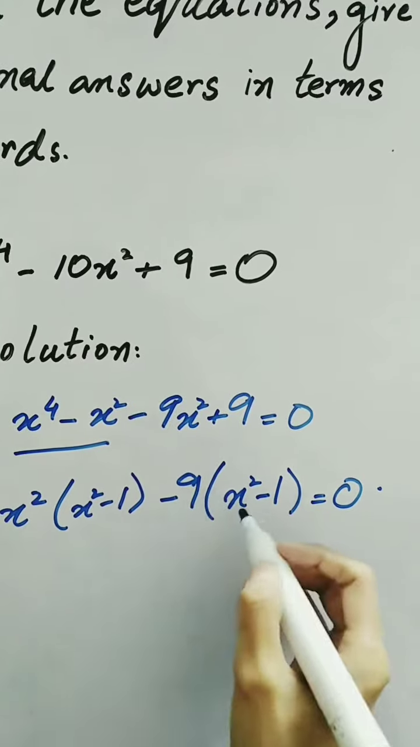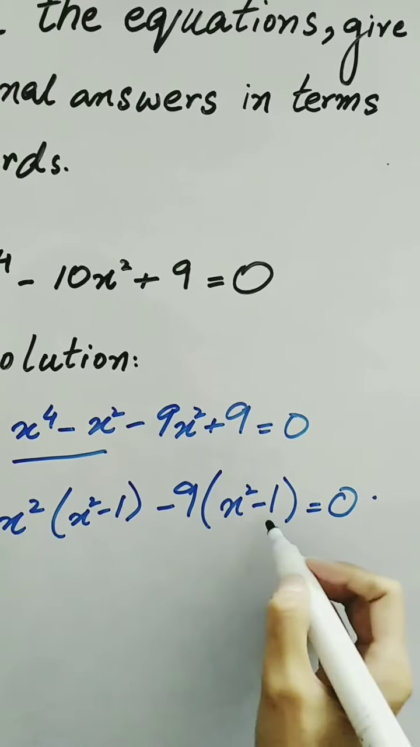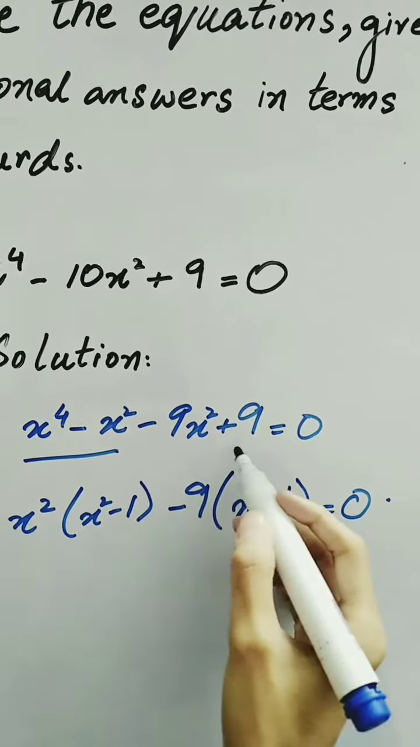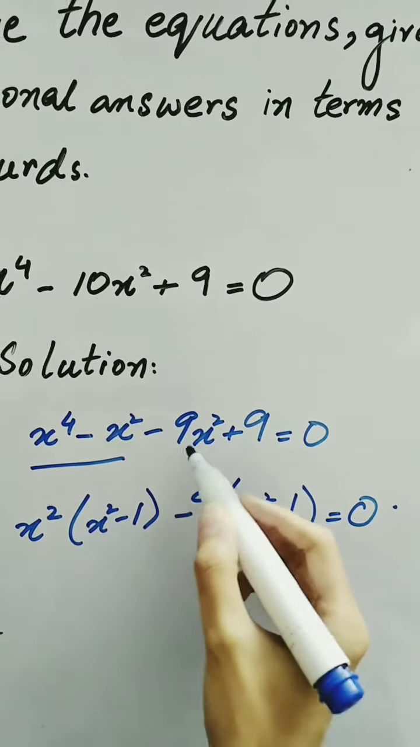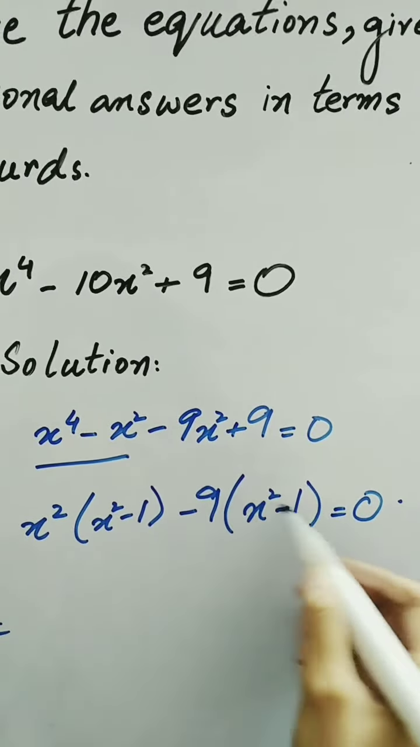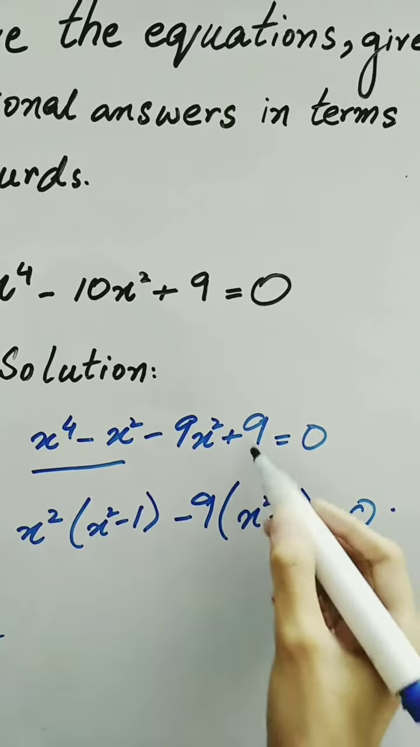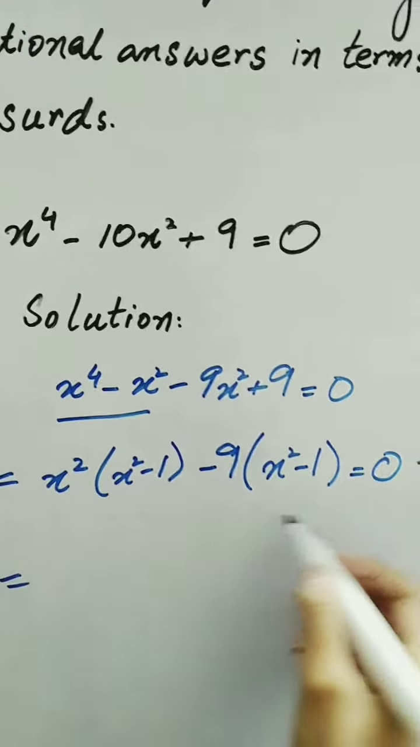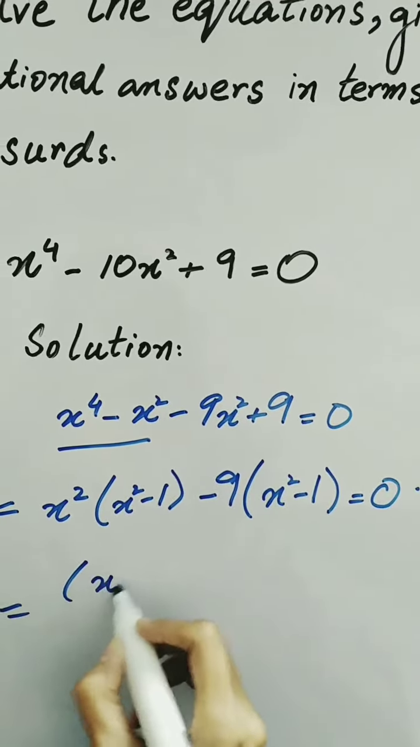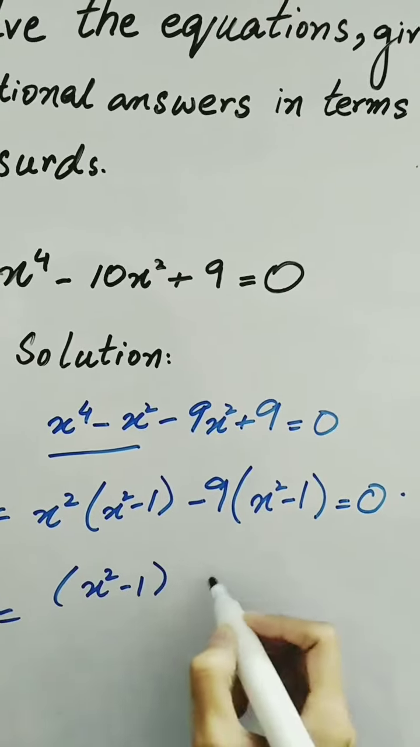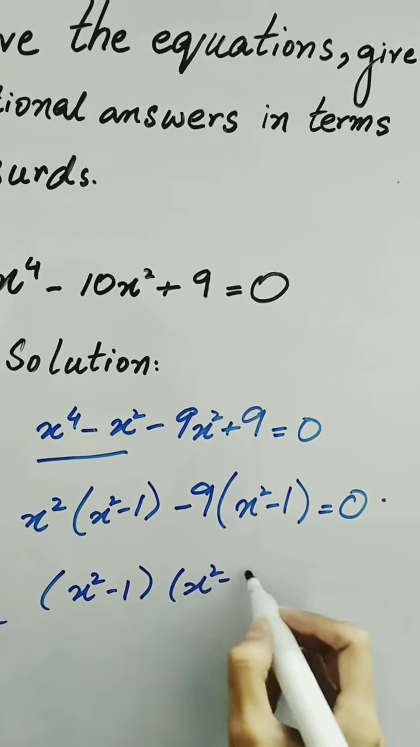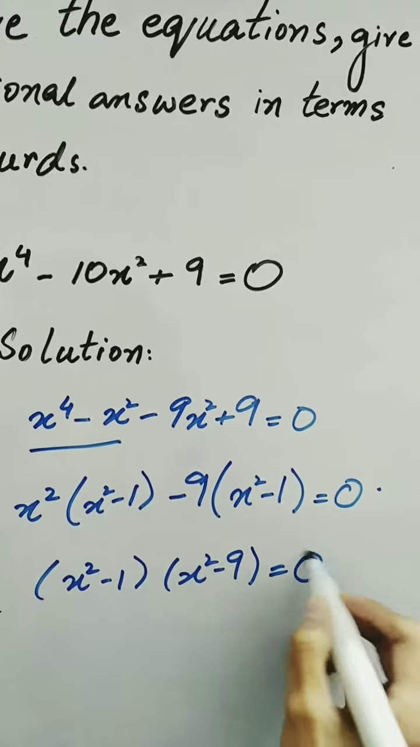We know that when we multiply the common factor with the factors inside the bracket, the answer will be the same, as minus 9 into x square becomes minus 9x square and minus 9 into minus 1 is equal to plus 9. So here the factors come out as x square minus 1 and x square minus 9 is equal to 0.